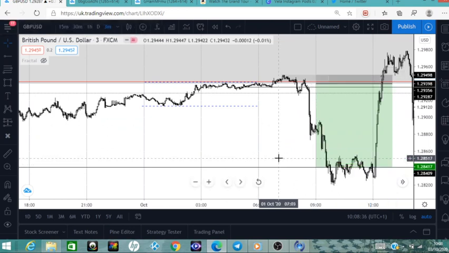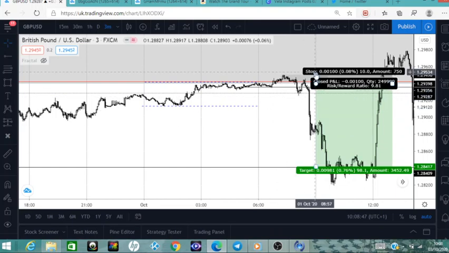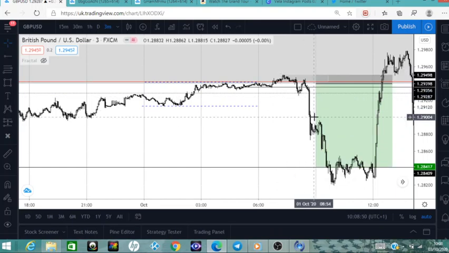pips in your direction. If you've got a specific R&R, you don't have to make 100 pips per day. You don't even have to make 100 pips per week. Just get your 3R, 3.5R and walk away.